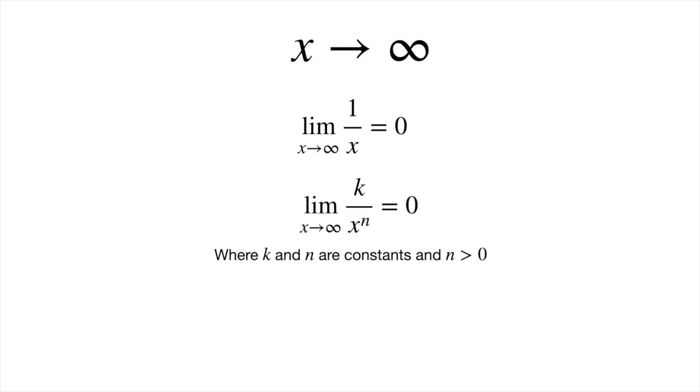So we can conclude that the limit of the function as x approaches infinity is 0. Similarly, if we have a function k by x to the power n, where k and n are constants and n is positive, the limit of the function as x approaches infinity is also 0. However, both of these functions are not defined at x equal to 0, so the limit does not exist at that point.